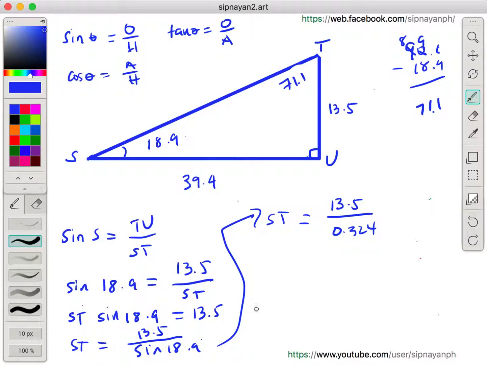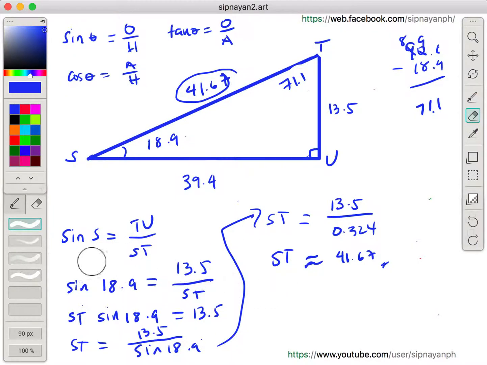41.66 or 41.67. So ST is approximately 41.67. Okay? 41.6 or 41.7. Nandyan lang yung range natin. So, medyo malaki yung ni-round off natin. Maybe later, baka hindi tayo mag-exacto sa 41.67 pag ginamit natin yung Pythagorean theorem. But let's see. Hindi ko rin na-try ahead. So, using the Pythagorean theorem, kasi nakuha na naman natin yung side.